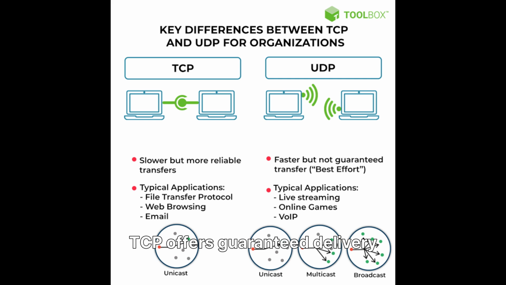TCP offers guaranteed delivery and ordering, suitable for critical data, while UDP provides faster, but less reliable, transmission, often preferred for real-time game data like player positions.